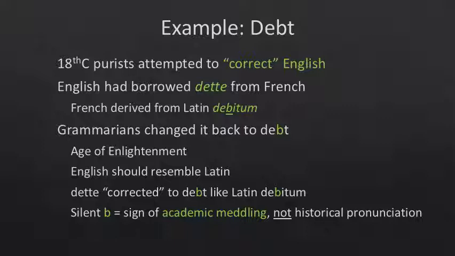But the grammarians changed it from debt to debt in spelling, not as a record of historical English spelling, but as a desire to correct or fix the language by making English emulate Latin. They just reached in, changed it, and said we do this because it is good and true and correct because it's like Latin. So you can thank people who basically had my job in the 18th century for some English spelling irregularities like that. B, a sign of academic meddling, not of historical pronunciation.